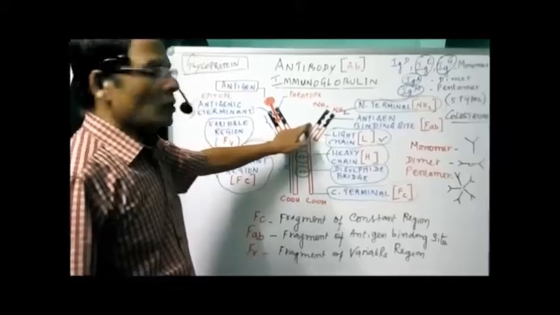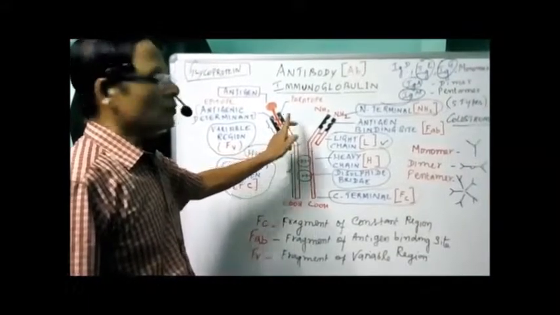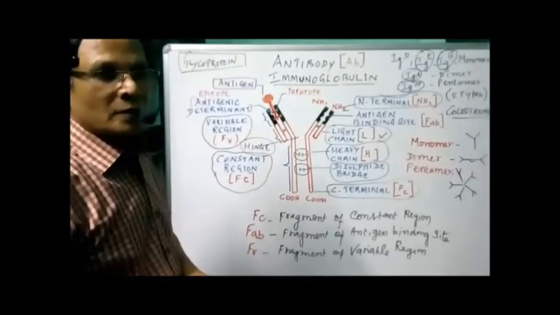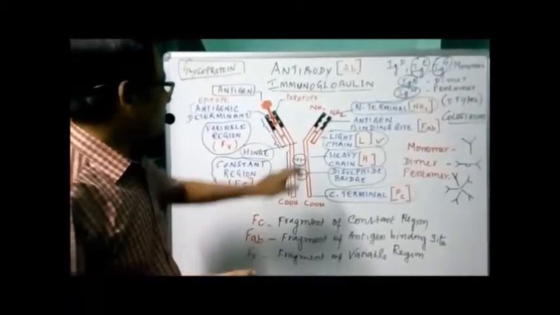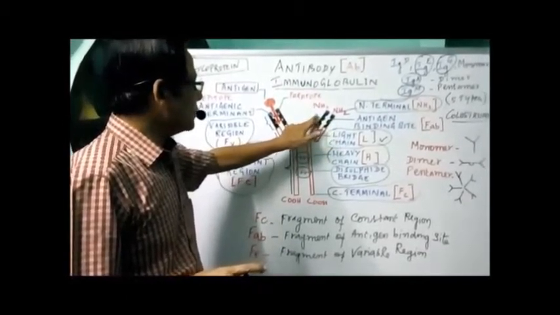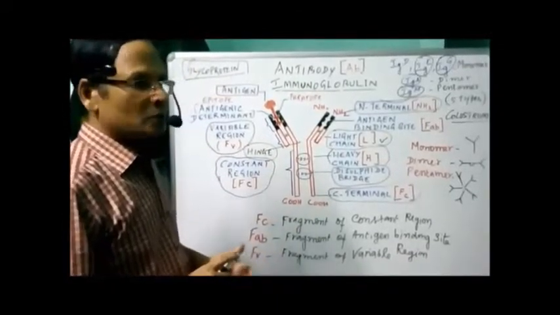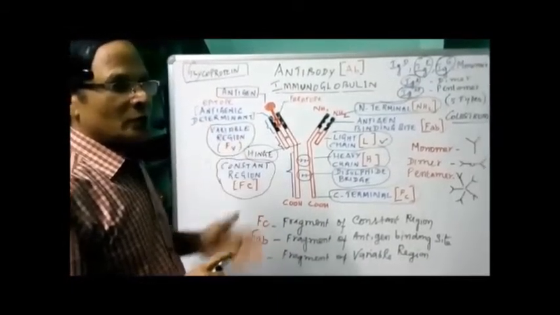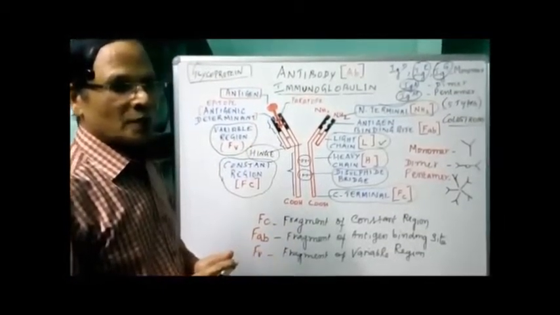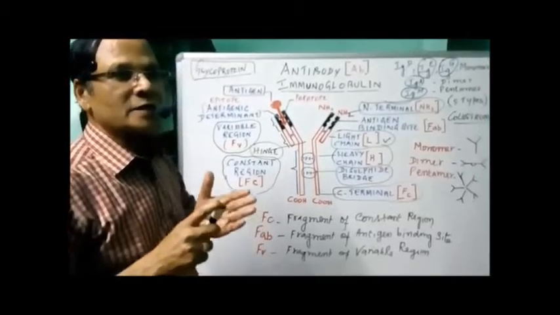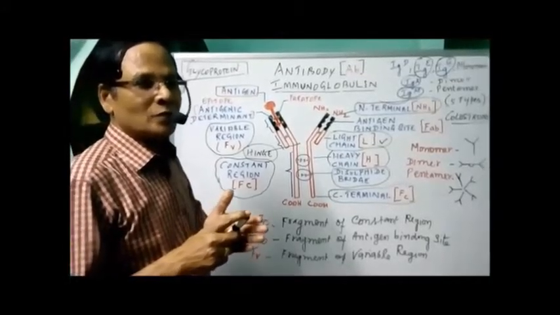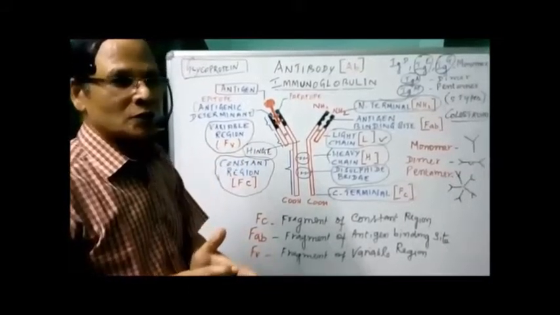So this is one arm of the monomer, and this is another arm of the monomer. Each arm is formed by a heavy chain and a light chain. Each arm in a monomer has both heavy chains and light chains, which combine together to form the antigen binding site.